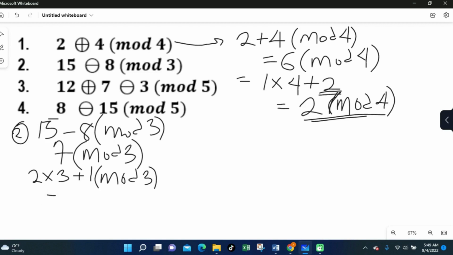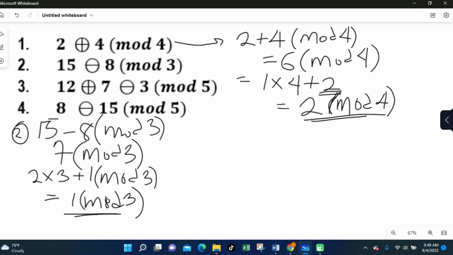So our final answer will be the remainder 1 mod 3. So this is the expression in modular arithmetic. Straightforward and very easy. Now let's look at question number 3.